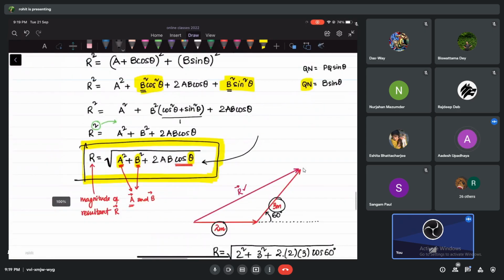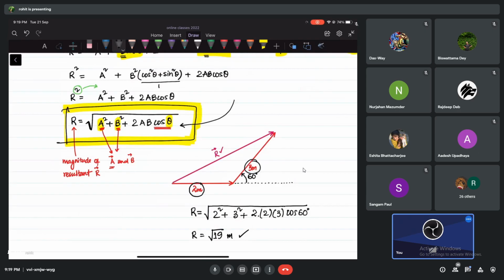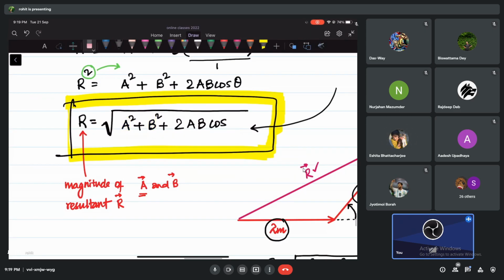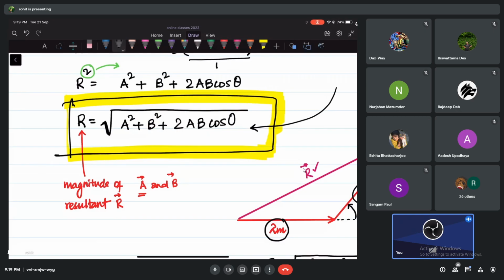And then this is what you should do. So the formula is for every numerical we'll do. It is a general formula for any two vectors which have some angle between them. You are going to use only this formula. There's no other formula. This one only.